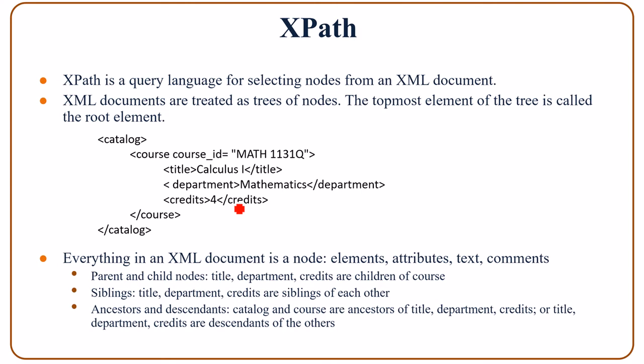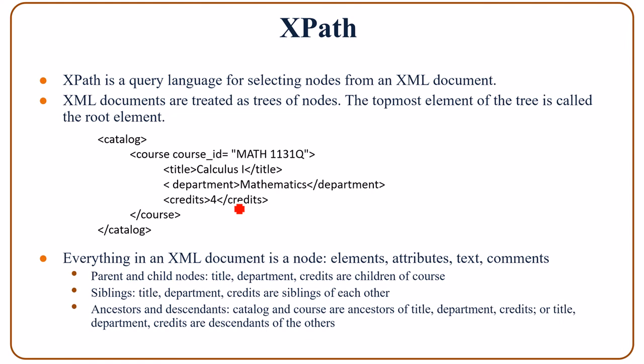XPath is a query language for selecting nodes from an XML document. An XML document is treated as a tree of nodes. The element on the top, the topmost one, is called the root element. Looking at the example, we can see catalog is a root element. Note that everything in an XML document is a node, including elements, attributes, text, and comments.